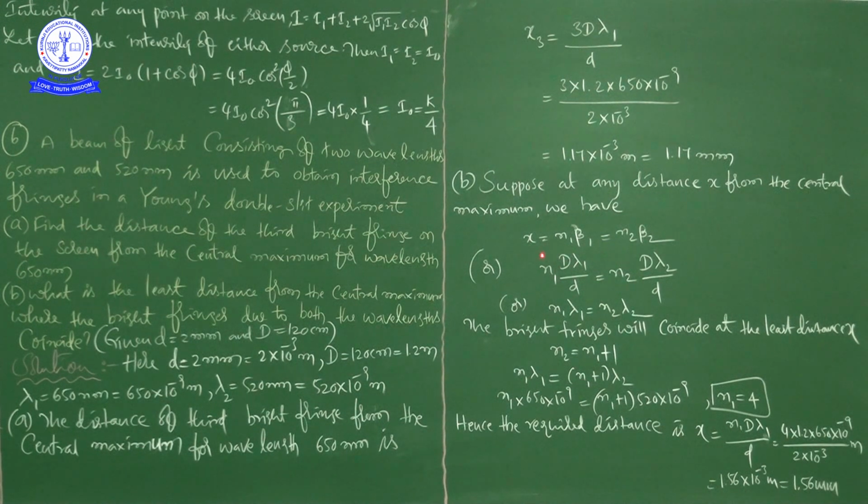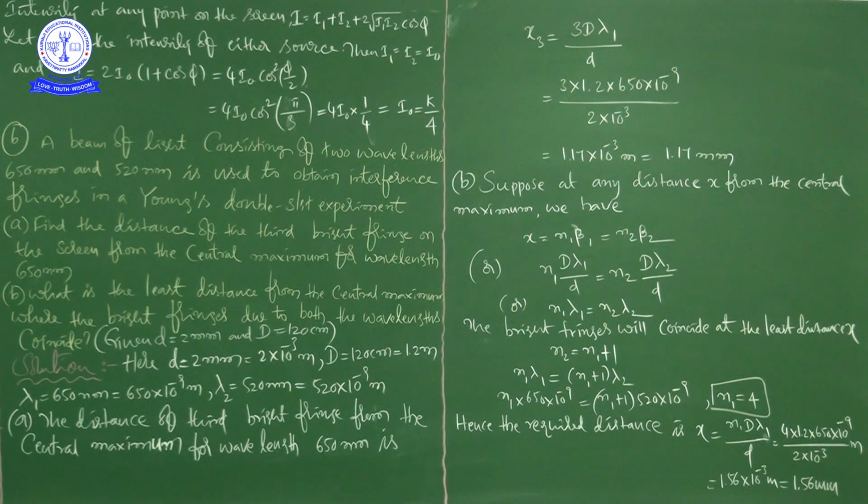Capital D lambda by small d. Okay, right. So N1 into capital D into lambda 1 by small d, and N2 into capital D and lambda 2 by small d, right? So these will get cancelled, no? Capital D, small d will get cancelled because we are not changing them when doing the experiment.